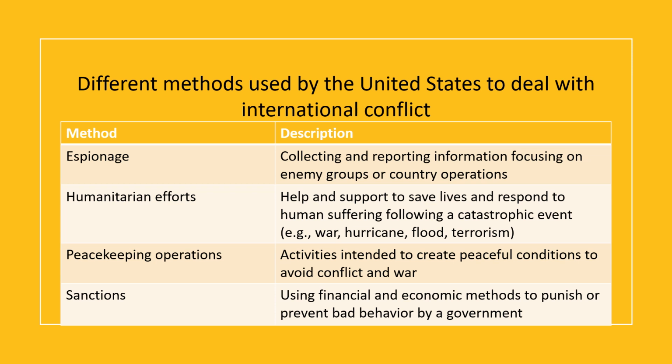First, we'll be looking at espionage. The word espionage includes as its root spy. Even though the spy is spelled a little bit different, we often think of spying on someone, which is espionage, as to collect and report information focusing on enemy groups or a country's operations. So here we have one way for the United States to collect information to see if there might be another government or group of people, such as a terrorist group, working against the United States or making plans to work against the United States.